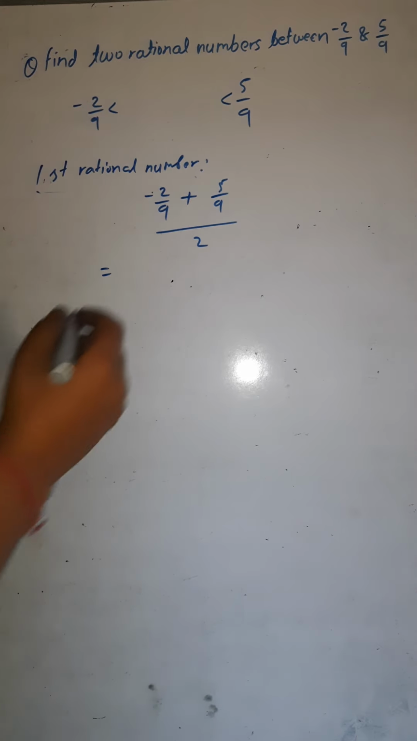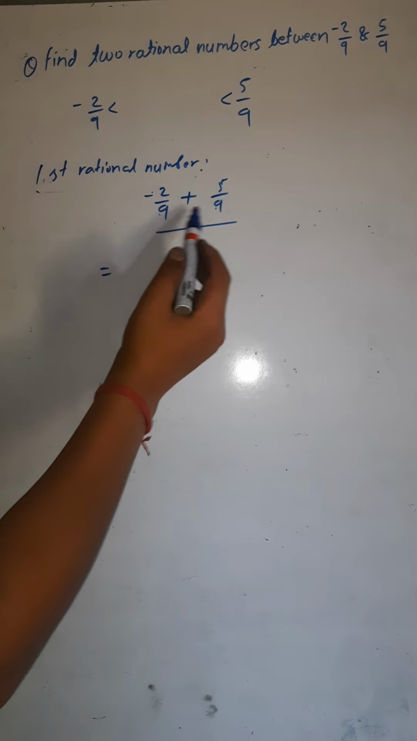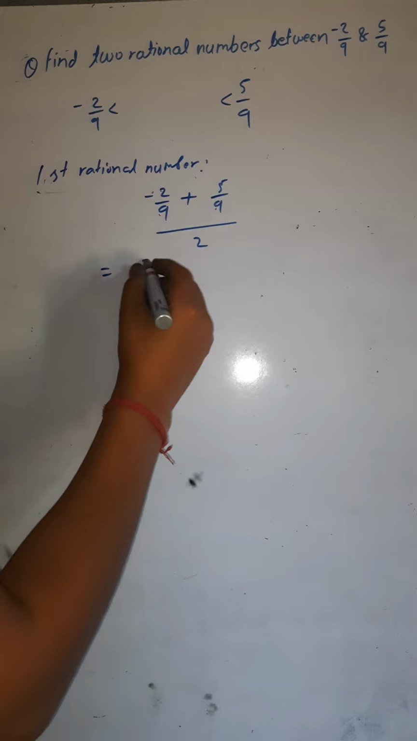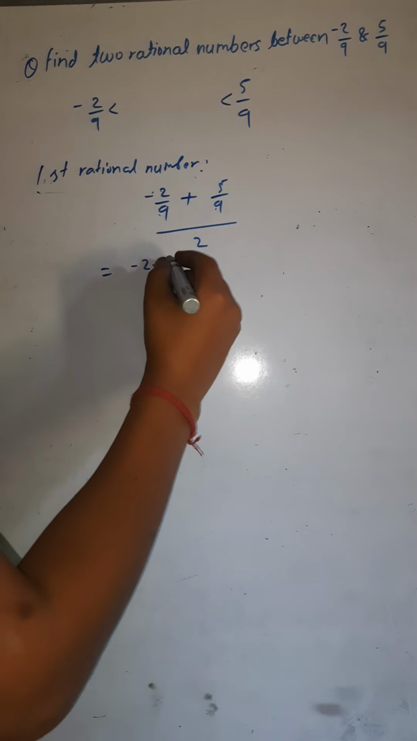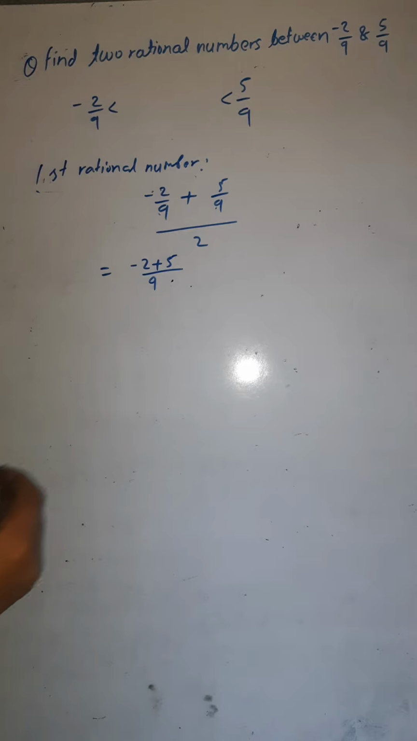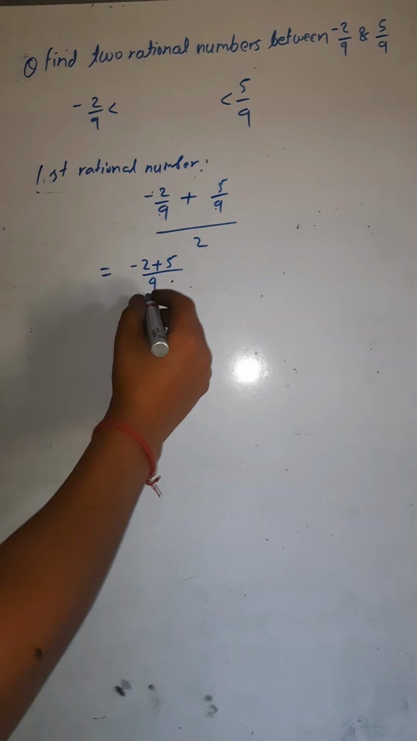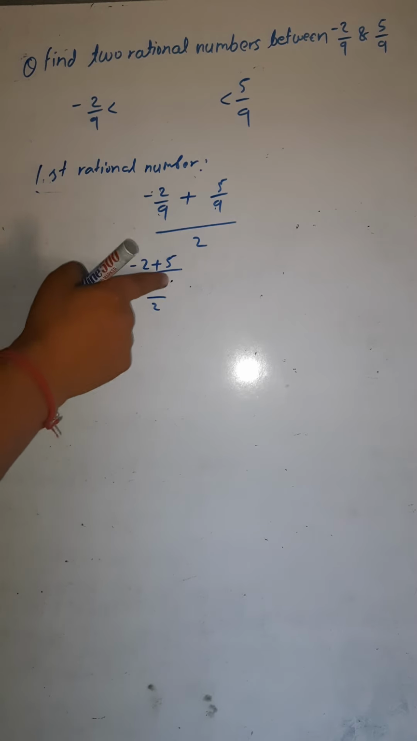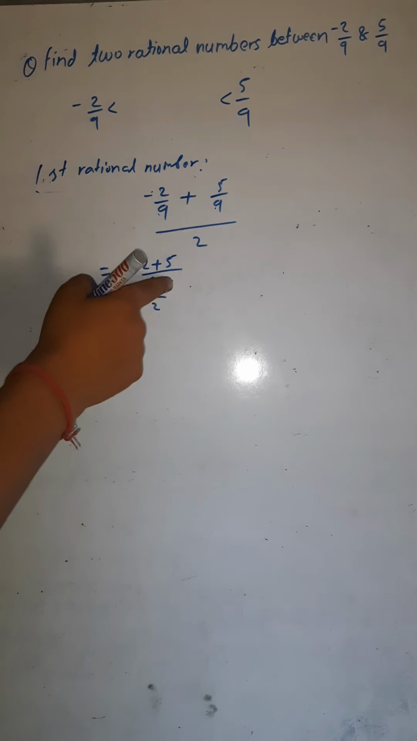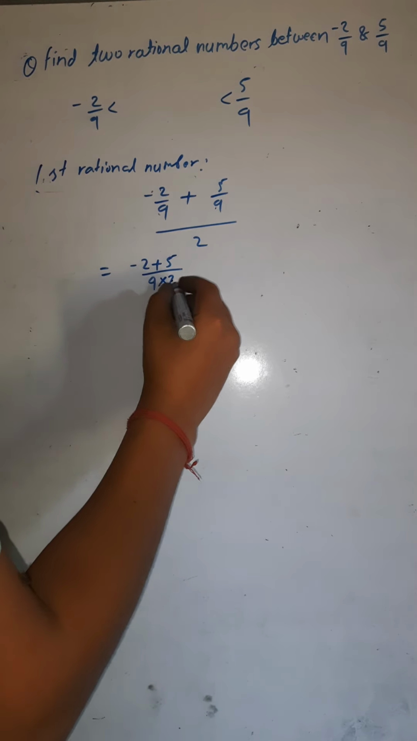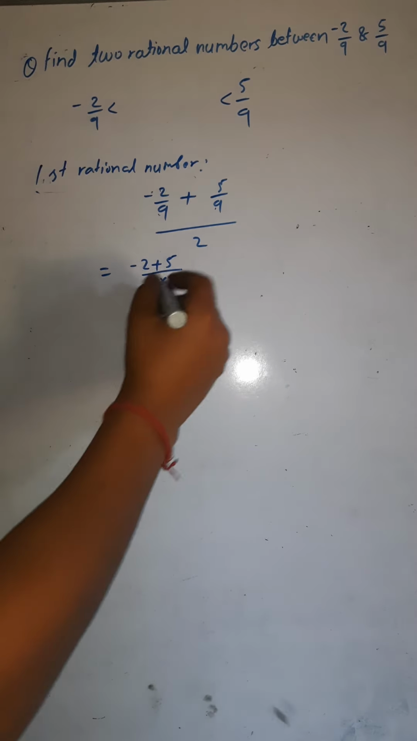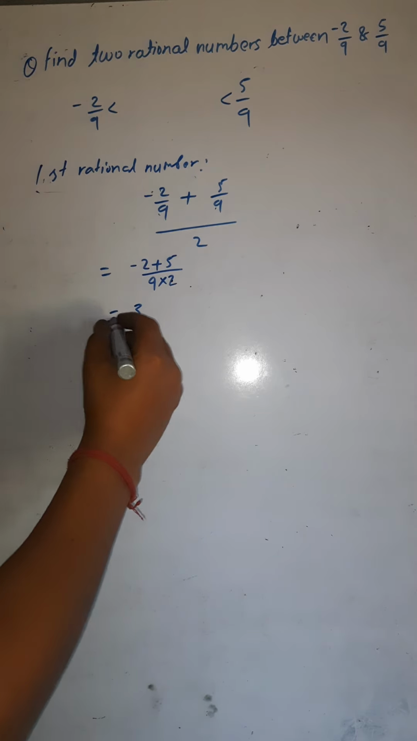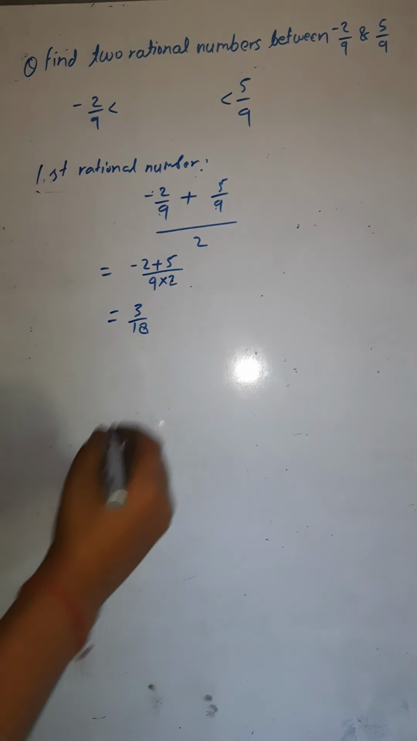How to solve this? Just look here. The LCM is 9. So upside both denominators are the same, so you can add upside. So it would be minus 2 plus 5 divided by 9, and then again divided by 2. This 2 would be multiplying 9 because it is dividing here. So I can write here 9 multiply 2. Okay, so how much would the answer be? Minus 2 plus 5. So 5 minus 2 is 3. So the answer would be 3 by 18.